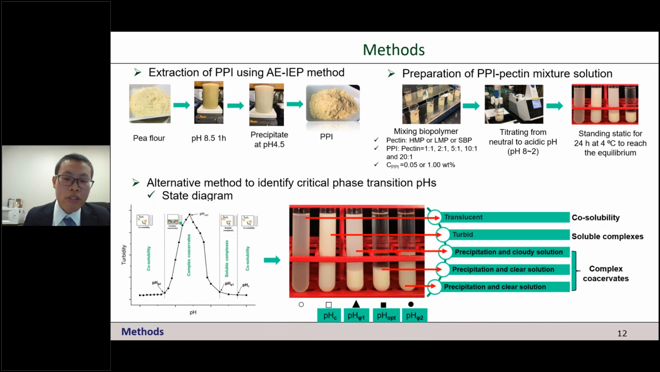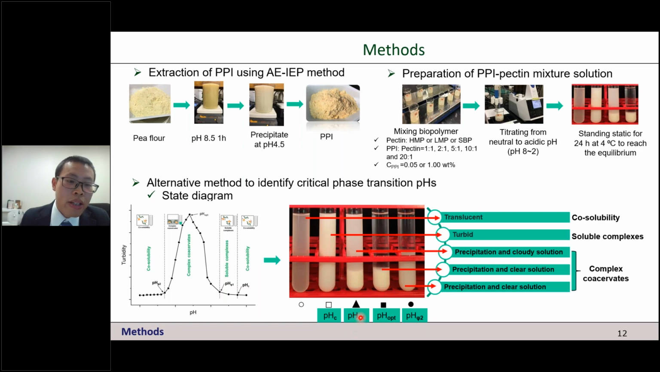After 24 hours, according to the different appearances of PPI-pectin mixtures, a state diagram was constructed as an alternative method to identify critical phase transition pHs. The phase separation was classified into 5 groups and labeled with 5 symbols, namely the circle to represent a turbid solution without precipitation, and the square to represent a turbid solution without precipitation corresponding to the pH C, showing formation of soluble complexes due to weaker electrostatic interaction.